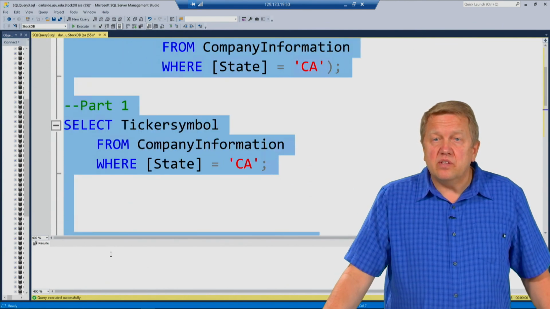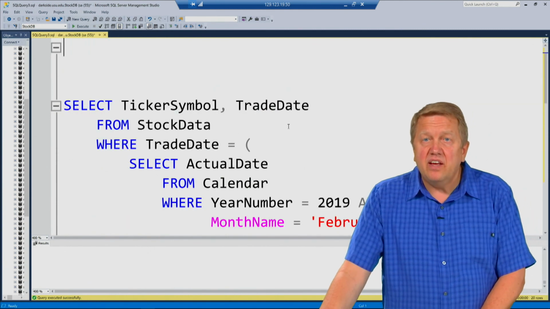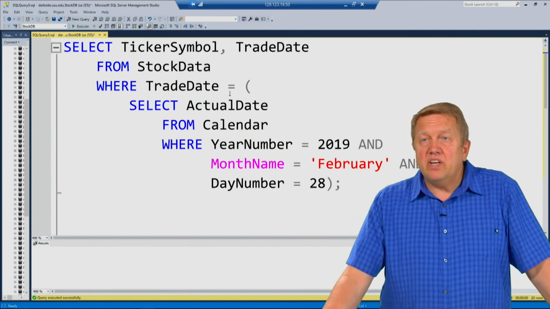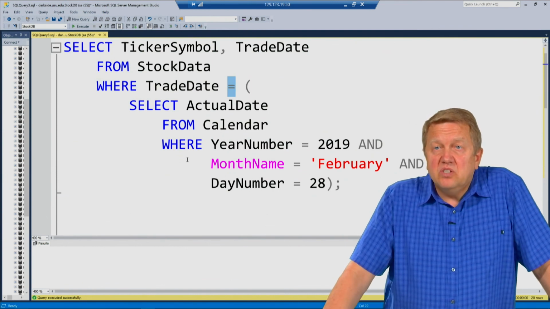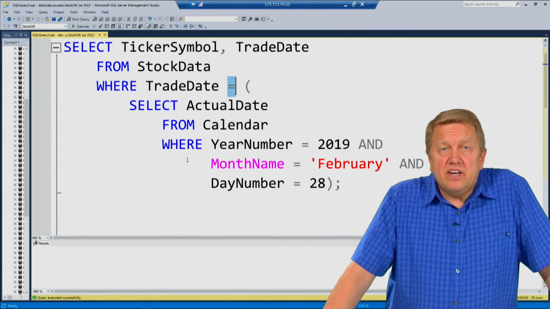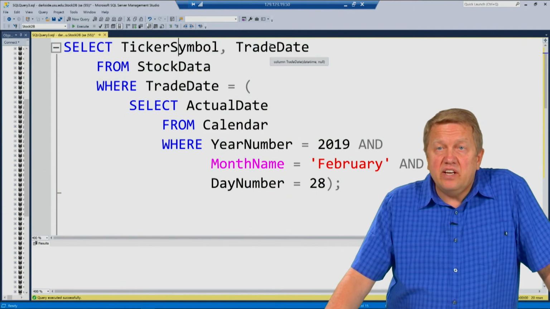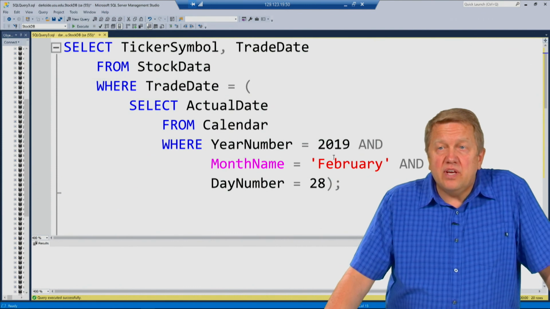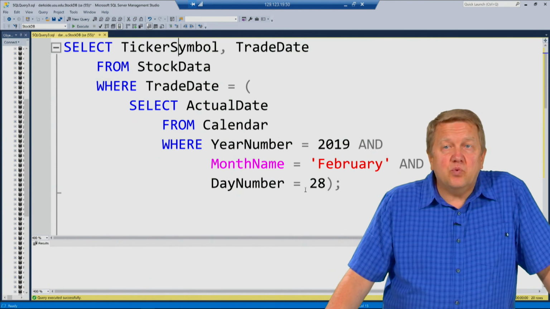And let's do the second part. And this will be a subquery with an equals. Now I mentioned before that when you have an in, it can return a list. In this example, we use an equals, and an equals allows only for one value. So here I want to give a ticker symbol and a trade date for those times that it's the year 2019, the month is February, and the day is 28th.